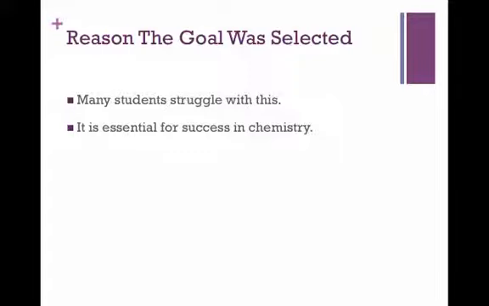The second bullet point says that it's essential for success in chemistry, and that's true. I usually hit this around December after we've done a lot of foundation work for the course, and the topics that come after this, such as chemical reactions and stoichiometry, are really difficult for students if they don't know names and formulas of chemical compounds. So if they could master this, I think it would make the third and fourth marking period a little bit easier for them.